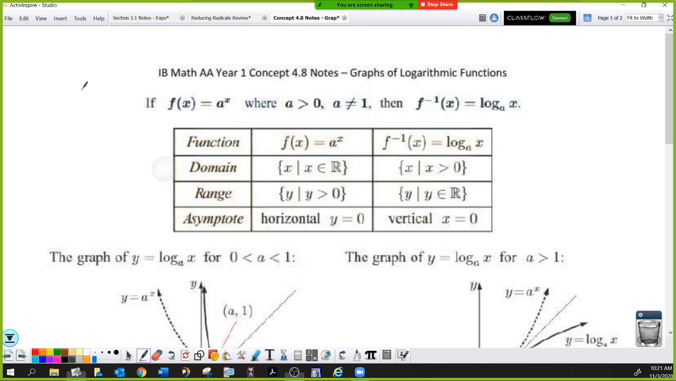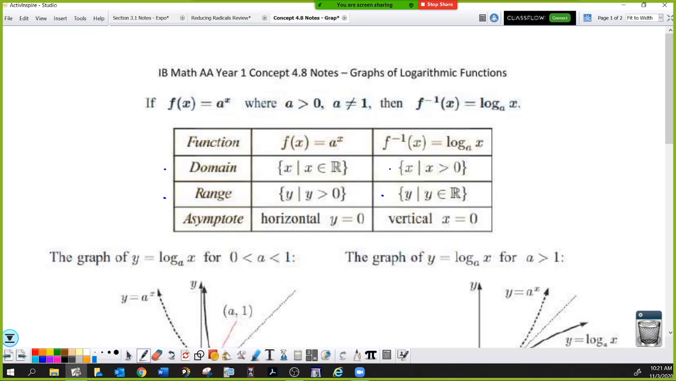So the domain of exponentials, all real numbers. The range of exponentials, greater than 0. Remember, because they have a horizontal asymptote at the x-axis? So those values for domain and range switch places for the logarithm. The logarithm's domain is positive numbers only being plugged into it as its argument, and its range then is all real numbers.